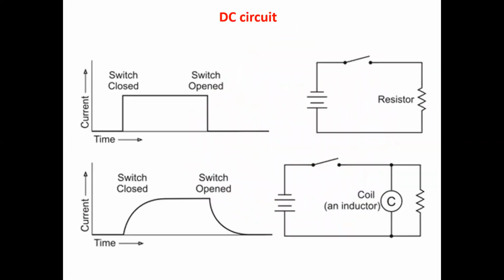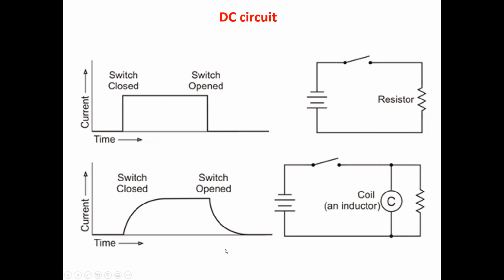So let's take a look at these two different circuits that we have on the screen. We've got a resistive DC circuit, and we've got a current and time graph here showing when the switch is closed, current immediately reaches its full peak value established by Ohm's law, and then it stays at this value until the switch is opened, at which point it drops to zero immediately. That would be in a typical resistive DC circuit.